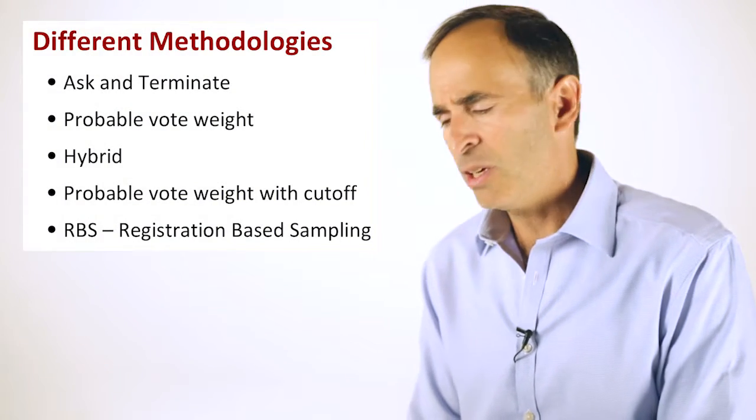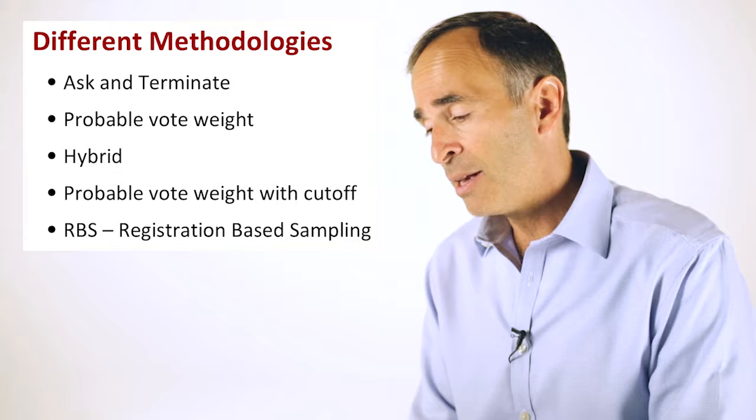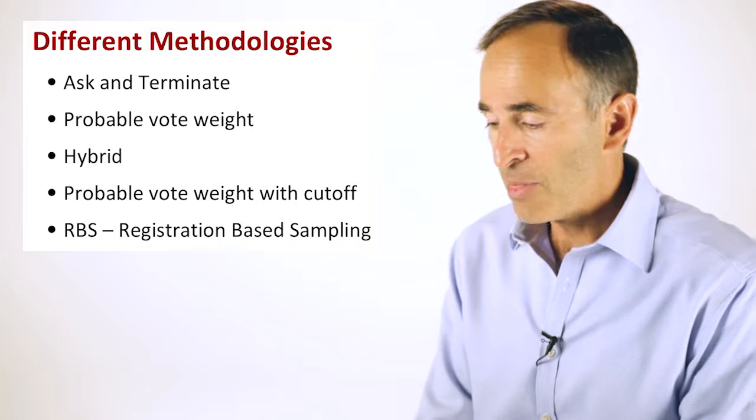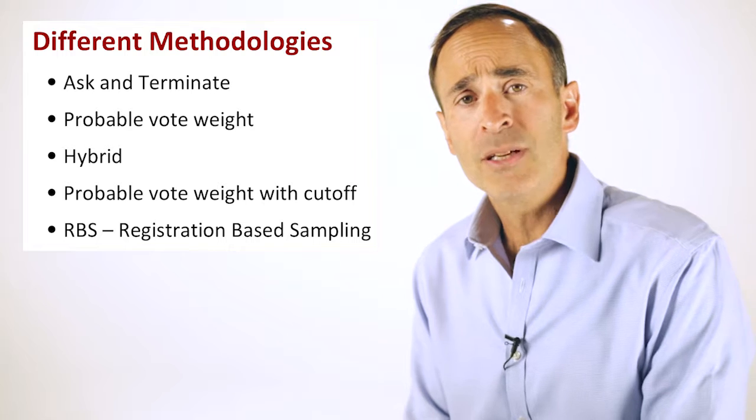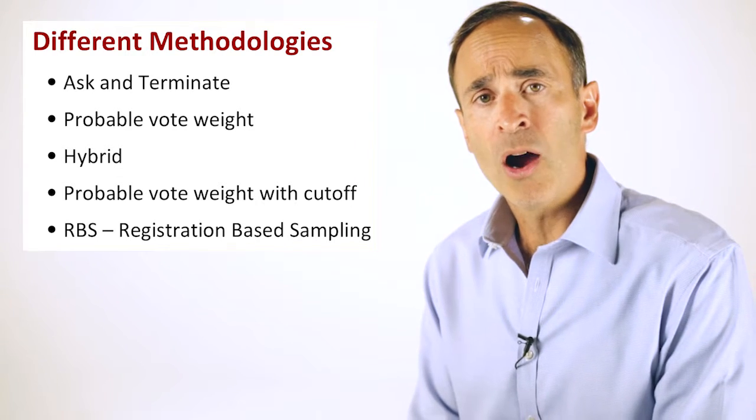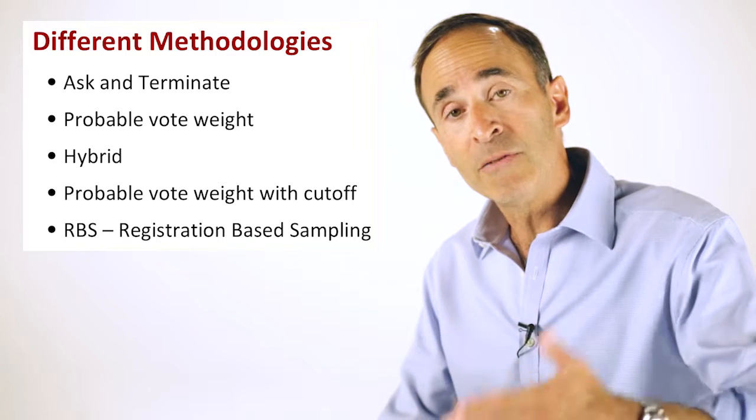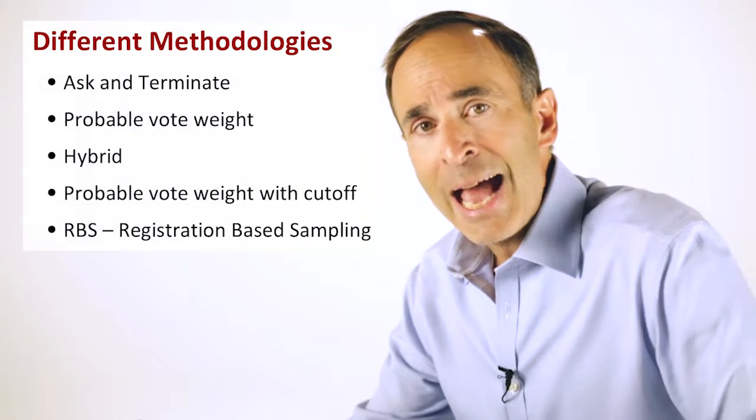There are a number of different methodologies that are used. One, and this sounds awfully dramatic, is called ask and terminate. I'll be back. We'll go through these in a bit more detail in a second. Probable vote weights, then a hybrid of the two, then a probable vote weight with a cutoff. And what we are seeing now much more is registration-based sampling, when survey researchers take names off the voter file, in which you know people's probability of voting, and then you weight the responses in your survey to people's probability of voting in the voter file. So how does ask and terminate work?